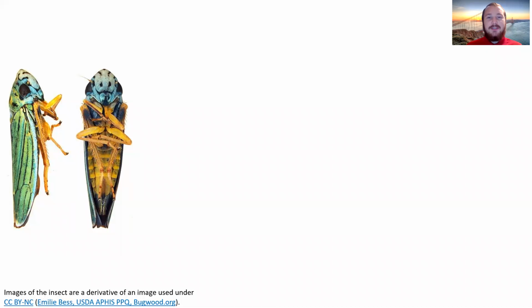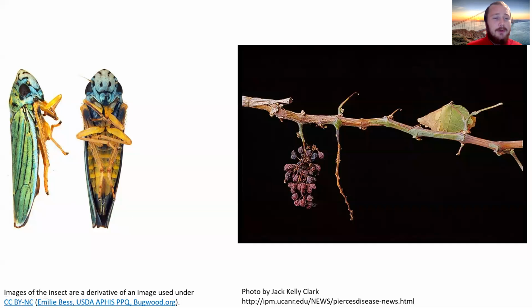I research how a crop disease is spread by insects. Let me introduce you to the blue-green sharpshooter. It's one of the major insects that spreads Pierce's disease of grapevines, which costs California over $100 million per year.